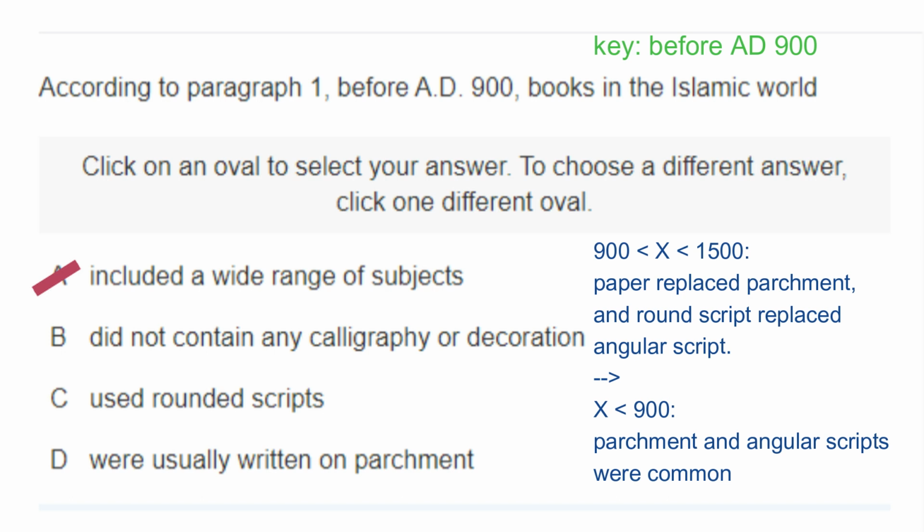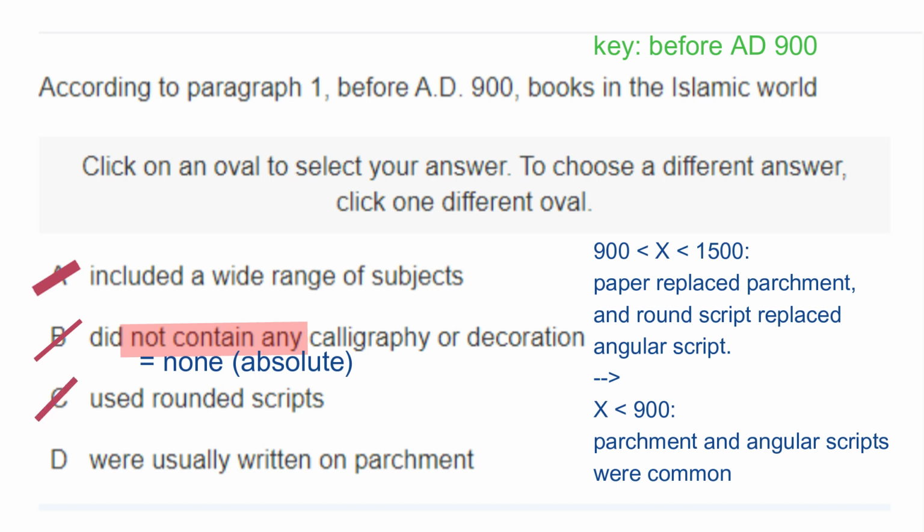B, did not contain any calligraphy or decoration. We cannot know for sure, but B has to be false because of the way it is written. Not any implies absolutely none. As Dr. Burns emphasizes, options that use absolute terms can often be eliminated because a single counterexample can render them false. It's conceivable that there could be at least one book that contained some calligraphy. Therefore, due to this absolute term, B can be eliminated.